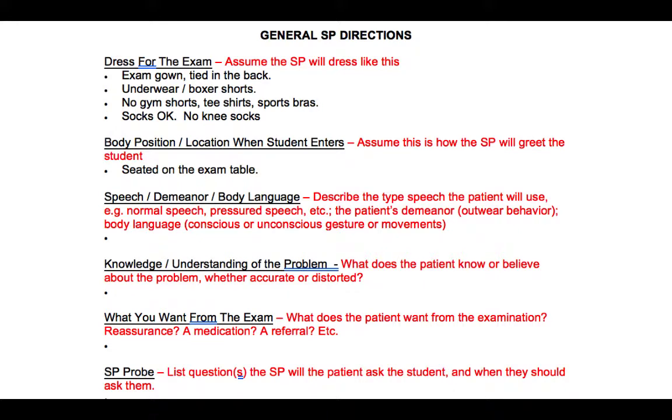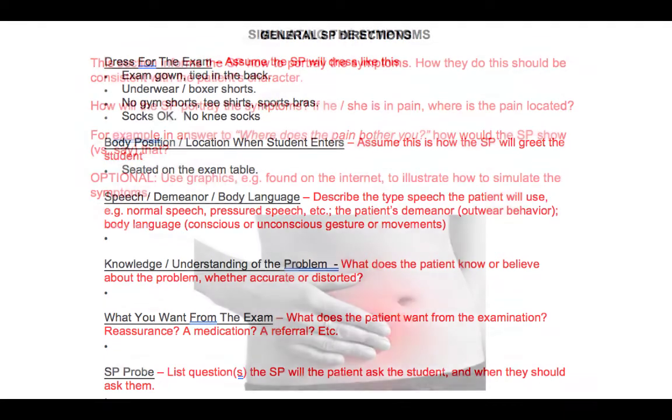And also the standardized patient probe, which is a challenging question that the SP will ask the learner. Doctor, what do you think is going on? Or do you think I have cancer? Or, my mother died of this problem. I'm afraid I've got breast cancer like hers. What do you think? So you might want to write in a question that will challenge the learner at some point to answer that question, and specify when that question would be asked.